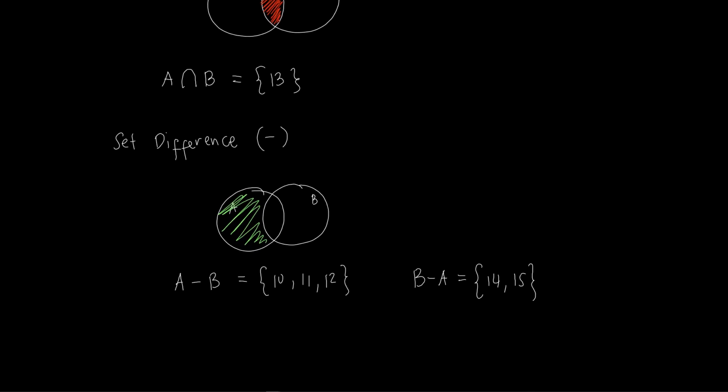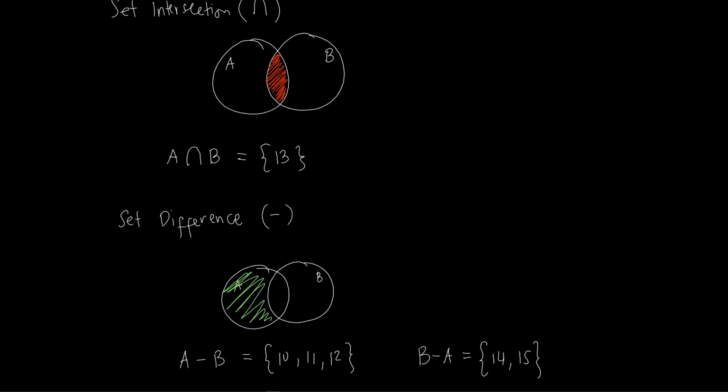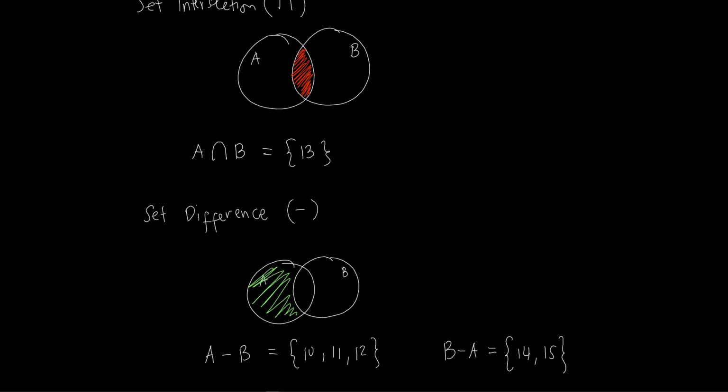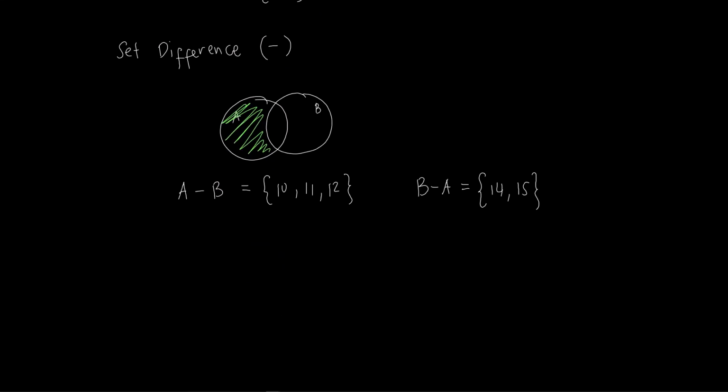Next is the set difference. So, the set difference is symbolized as subtraction. Okay, so for example, we have A minus B. So, yung A natin is 10, 11, 12, 13. Yung B natin is 13, 14, 15. So, i-remove lang natin yung B na part. So, yung matitira is 10, 11, 12. Ganun yan. Remove natin yung B, so yung matira sa A is 10, 11, 12.